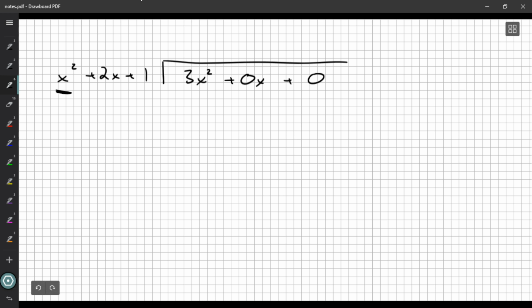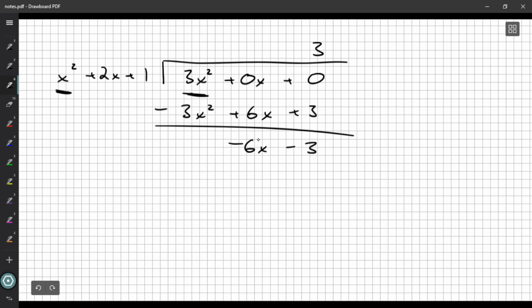Now, how many times does x squared, always use the leading term, go into 3x squared? Well, 3 times. So I multiply through, and we subtract, and we'll get minus 6x minus 3. And since the degree of that is less than the degree of what we're dividing by, we're done.